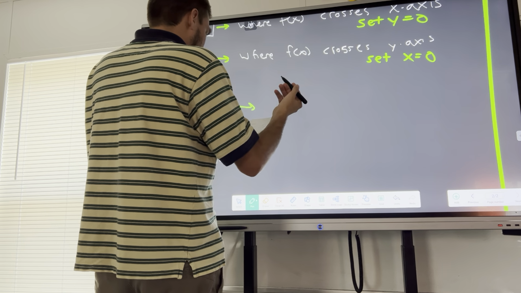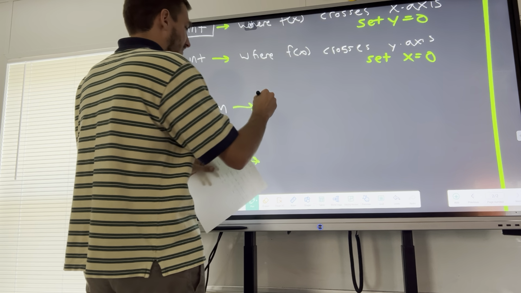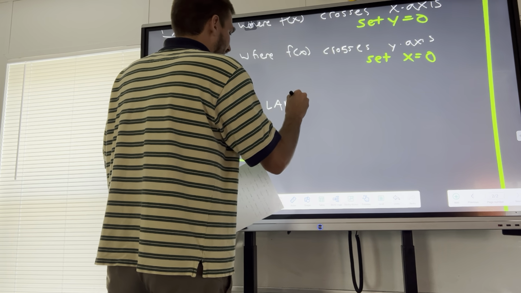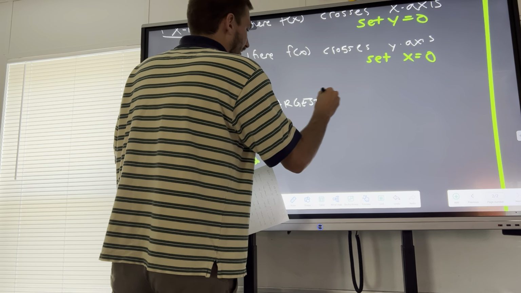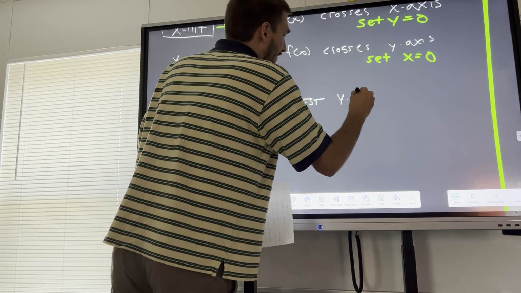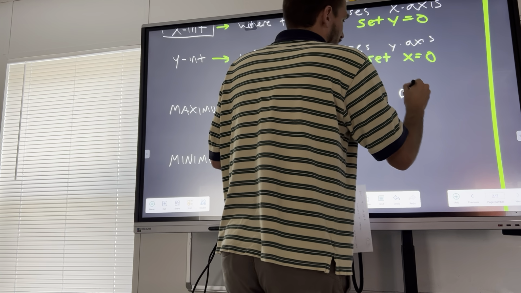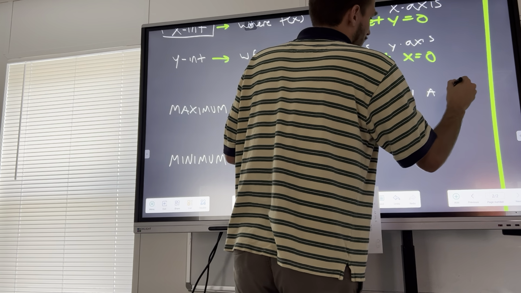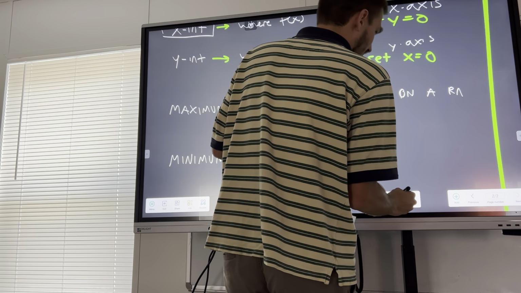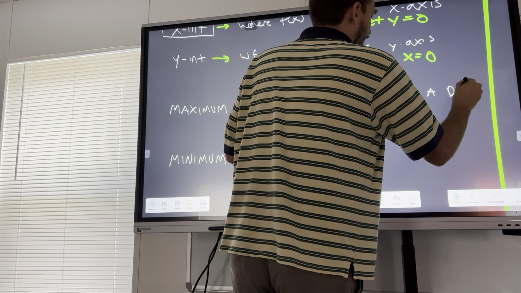It is the largest, or the highest, I don't really like the word highest as much, but the largest y value on a, I guess we could say domain, maybe that's a little bit better.